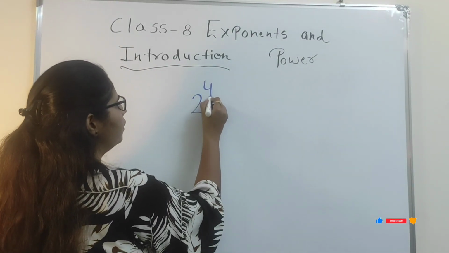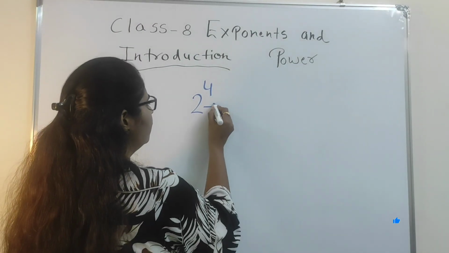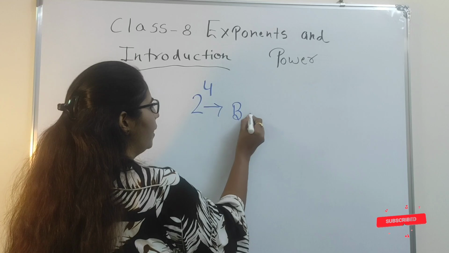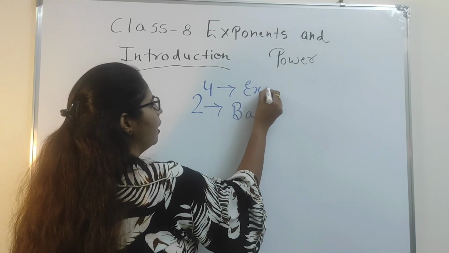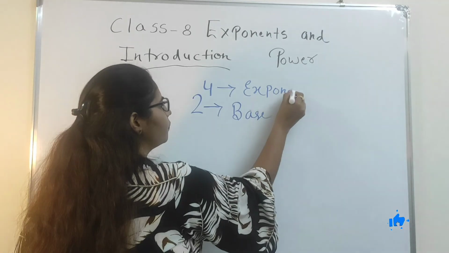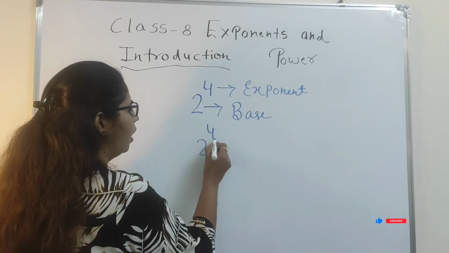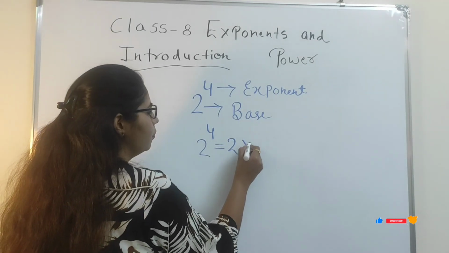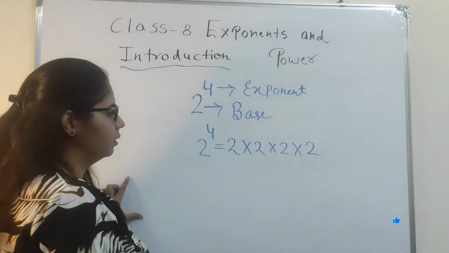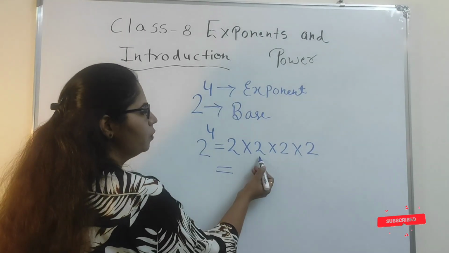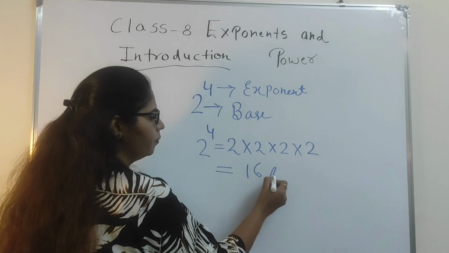Suppose I write 2 to the power 4 here. So here 2 is your base and 4 is your exponent. Now 2 to the power 4, how will I solve it? 2 is multiplied 4 times, right? So 2 times 2 is 4, 4 times 2 is 8, 8 times 2 is 16.